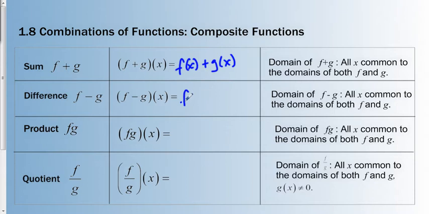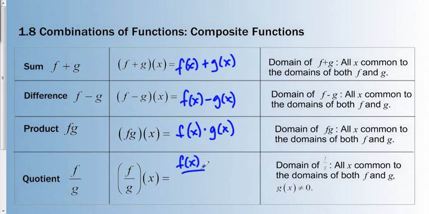The difference function, same idea. Same idea with domain as well, everything in common to both. The product function, and I'll use a dot just to emphasize that that's multiplication. Same thing, everything common to both. The quotient function, take the f function over the g function. Now we have to be careful here. There's a little bit more to it. Everything common to both, and the added idea that the g function cannot equal 0 because that's in a denominator.